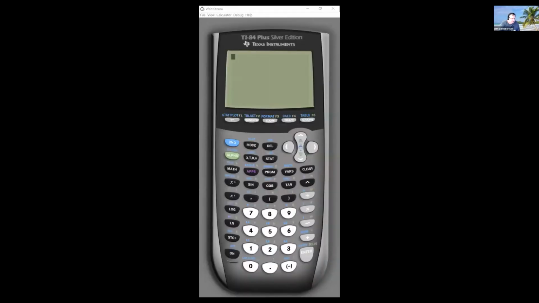Right, now if you have a TI-84, which I hope you do, you should be able to do what I'm about to do physically on your calculator. And if you don't have a TI-84, there is a link, and I'm looking to see if I've got it here. Right, I will put that link on.